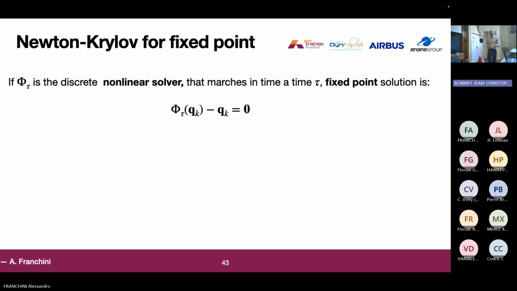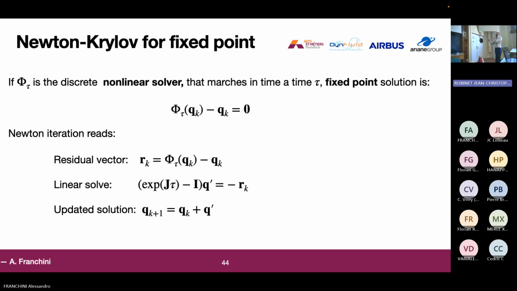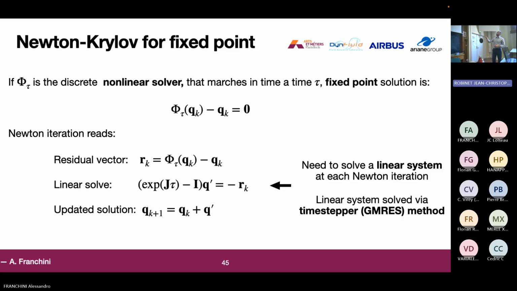In order to find the fixed point solution, we have a similar strategy. So we employ the Newton-Krylov method, in which phi_tau is the discretized nonlinear solver, which advances in time by a time tau. And so a fixed point solution is a solution that satisfies this equation here. Then, in order to perform the Newton iteration, at each step we will have a residual vector made from the difference of these two terms. And then, as in a classical Newton algorithm, we will have to invert this matrix here, so we have to solve this linear problem. Then we can use the solution of this linear problem to update the solution to converge to the fixed point. And here the time stepper method will be used inside this linear system that is solved at each Newton iteration. And to solve that, we will use a time stepper GMRES method.